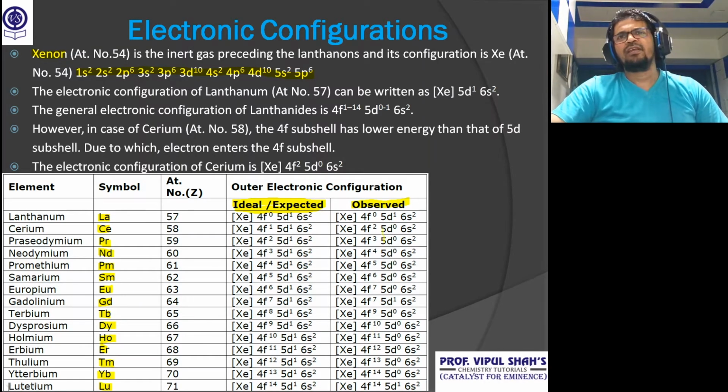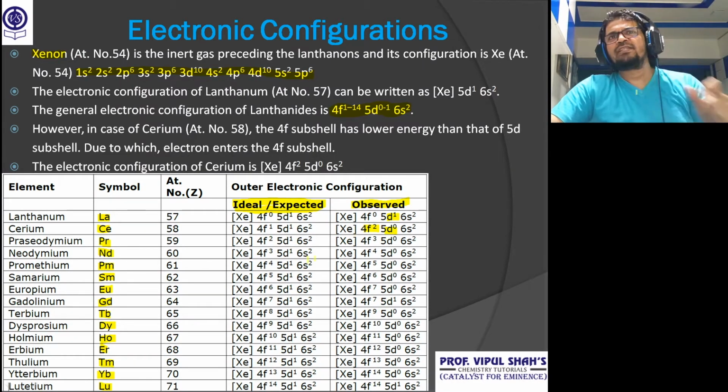Look at this carefully. For La, anyway it's a d block, so the last is 6s2, 5d1, and the last electron goes in 5d. Now coming to cerium, it's an exceptional configuration. The configuration says 6s2, 5d 0 to 1, and 4f1 to 14. But in cerium, one electron doesn't go to 5d, it jumps straight to 4f and it becomes 4f2. That's the exceptional configuration.